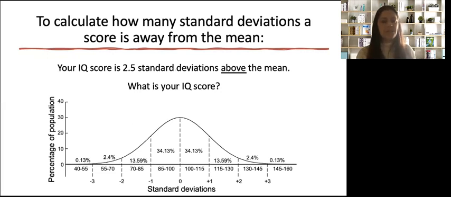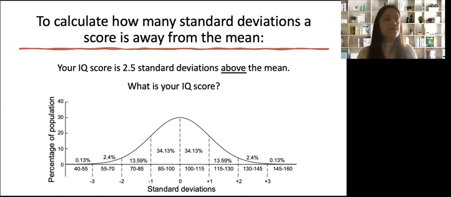How about this question? Your IQ score is 2.5 standard deviations above the mean. What is your score? Now, again, you can either use the image to figure it out, or you can use the math. I'm going to use the math just to explain it one more time, how you would do this, but you can also look at the picture below to figure this out. If one standard deviation is 15, then 2.5 standard deviations will be 37.5, right? Because we have 15 plus 15 is 30, and then we have 0.5, which would be 7.5. So 37.5.